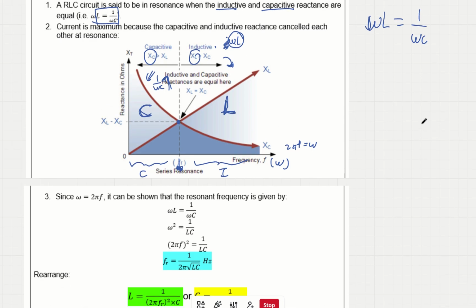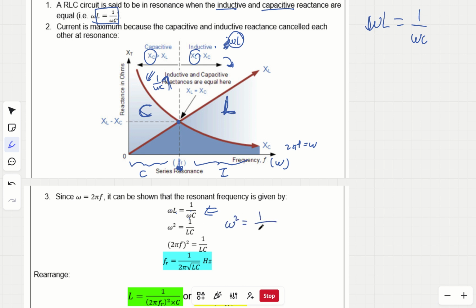So what is the value where this is equal to this? We can just solve this equation. Omega L equals 1 over omega C, and then you bring the omega here, you get omega squared is 1 over LC. I bring the omega here, I bring the L down. Then omega is 2 pi f, so (2 pi f) squared equals 1 over LC. From here, we can get the equation for f.